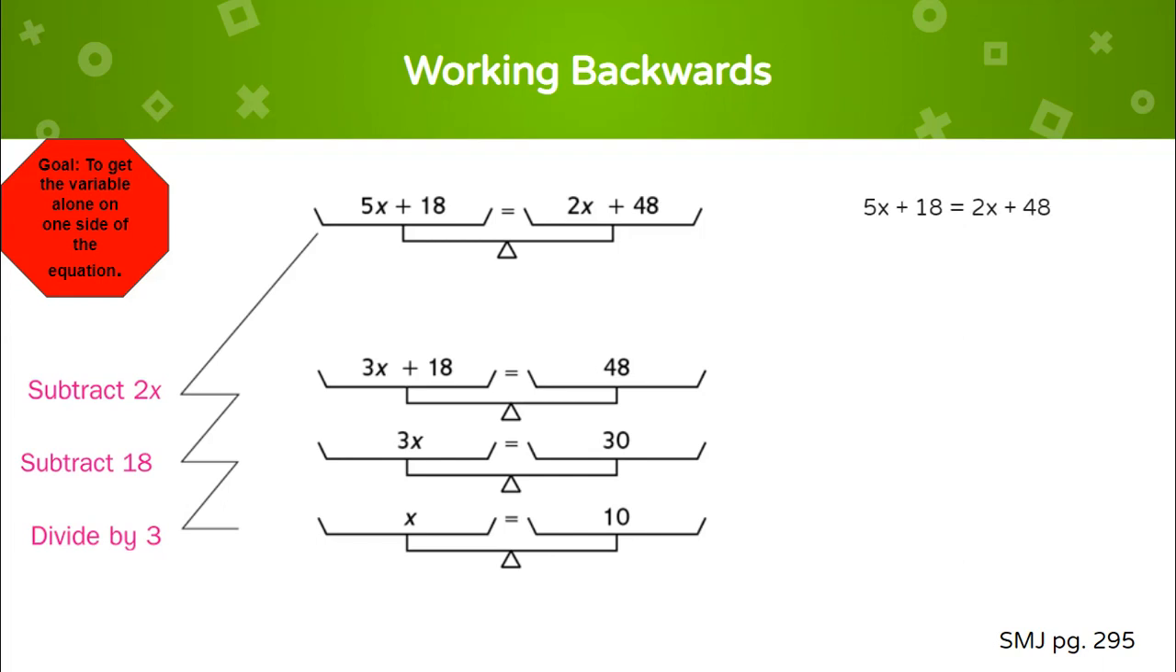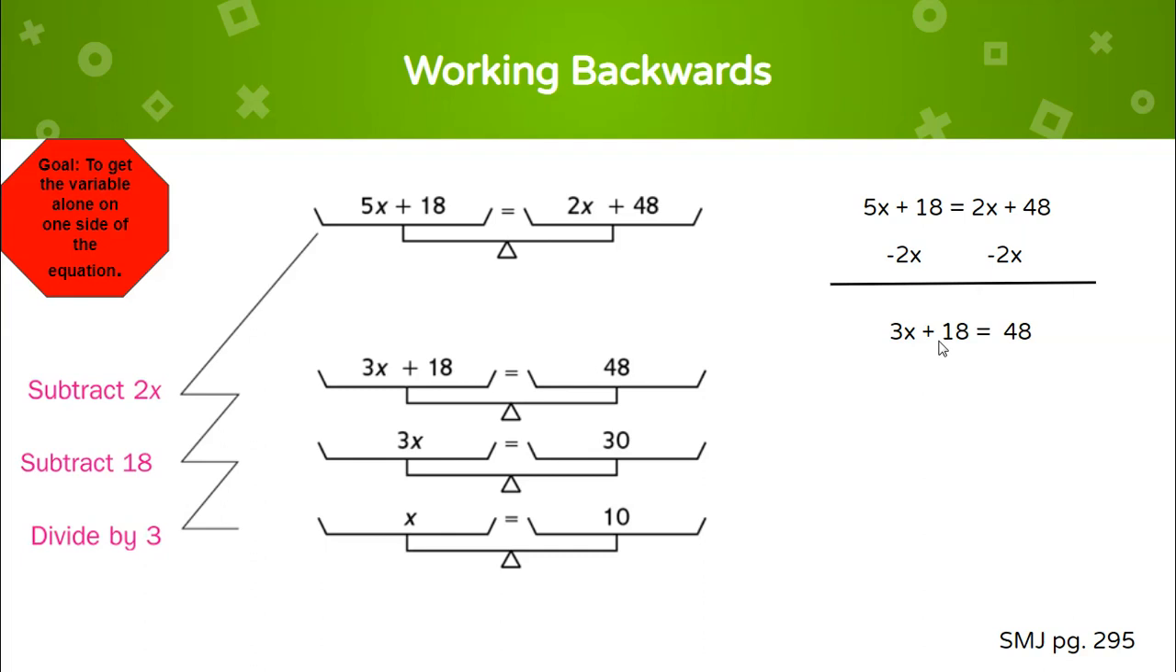In the middle school, you wouldn't have these pan balances. This is what it would look like if you were going to solve it in the middle school. So 5x plus 18 equals 2x plus 48. And the first thing you would do is, well, if we want to get the variable alone on one side, we got to get rid of the things that we can get rid of. From each side, we can get rid of 2x. We always get rid of the smaller variable term first. So if we subtract 2x from each side, we're left with 3x plus 18 equals 48.